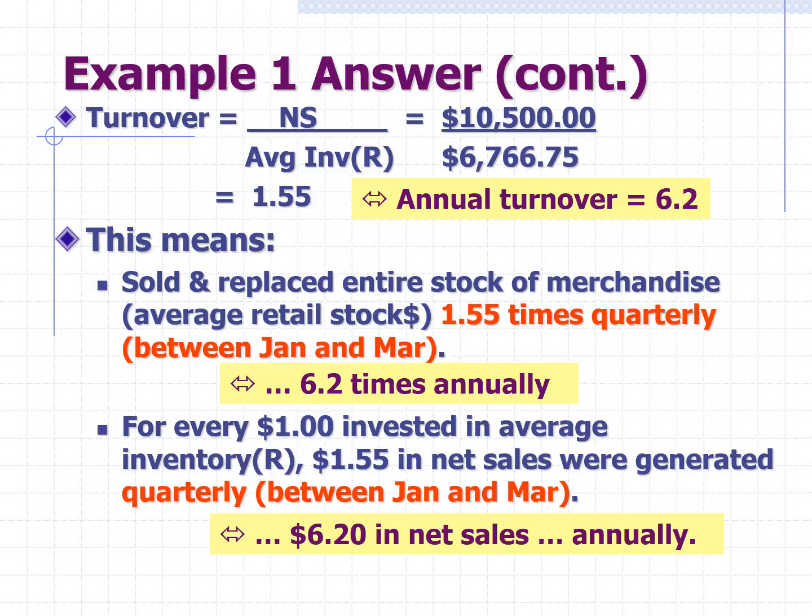The same way, the next interpretation: for every dollar that the store invested in average inventory at retail, $1.55 net sales were generated quarterly, or $6.2 sales were generated annually. We can interpret it in either way.